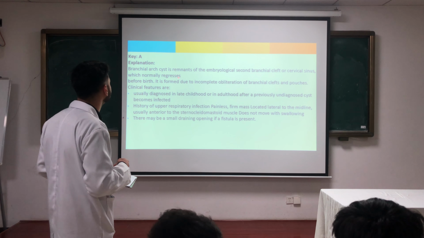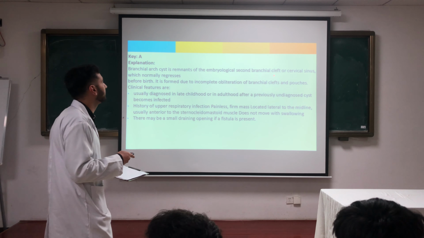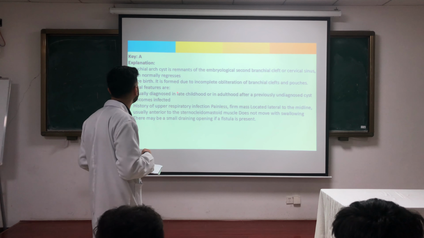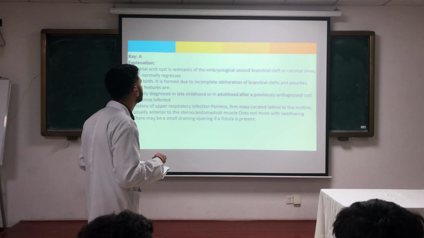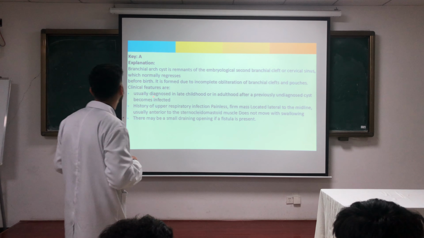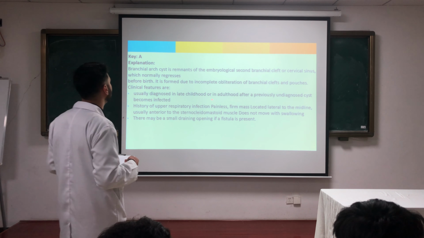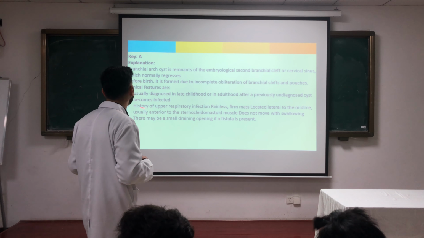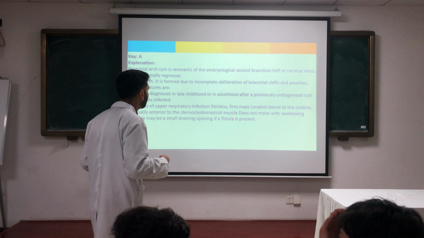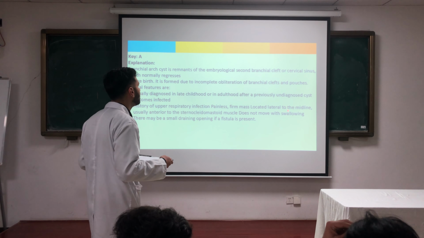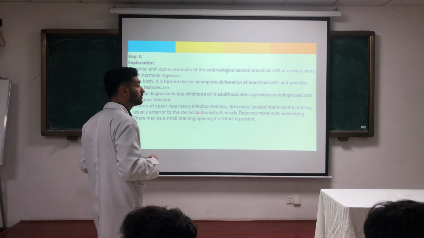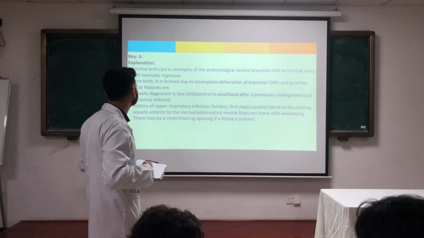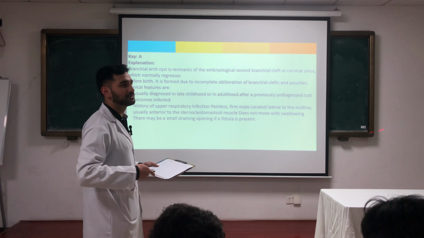Branchial arch cyst is a remnant of the embryological second branchial cleft or cervical sinus, which normally regresses before birth. It is formed due to incomplete obliteration of branchial clefts and pouches. Clinical features: usually diagnosed in late childhood or adulthood after a previously undiagnosed cyst becomes infected. History of upper respiratory tract infection. A painless, firm mass located lateral to the midline, usually anterior to the sternocleidomastoid muscle, does not move with swallowing. There may be a small draining opening if a fistula is present.